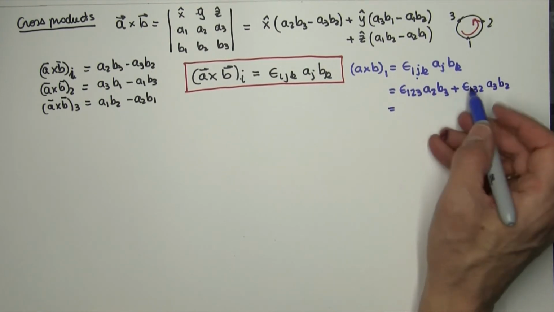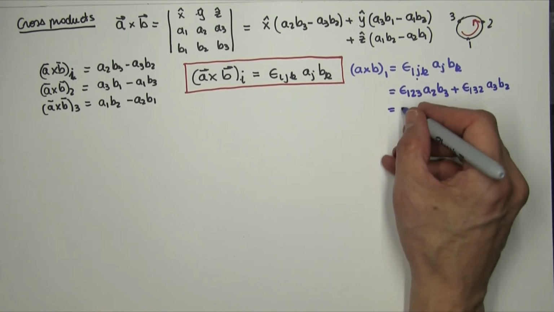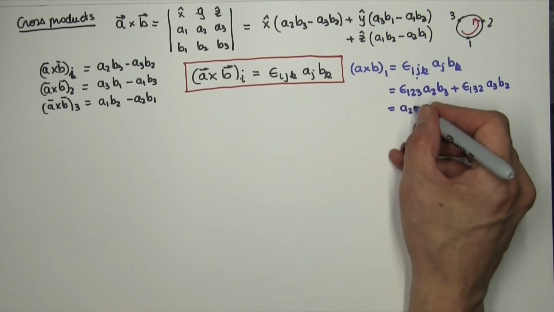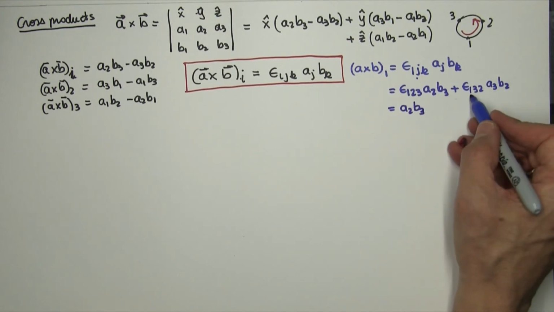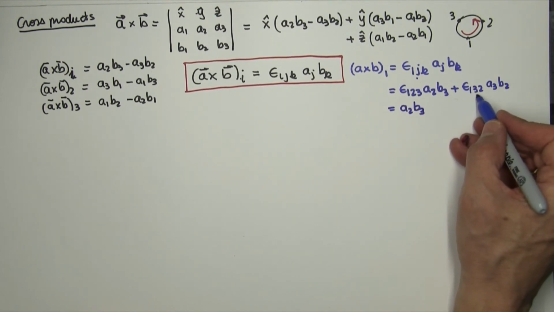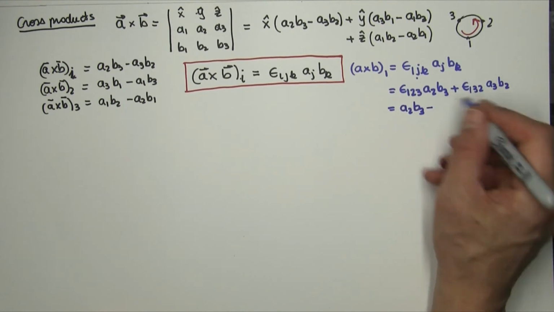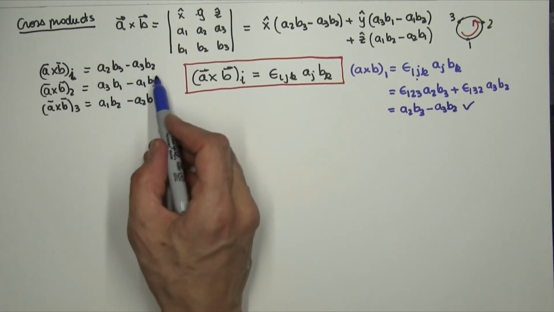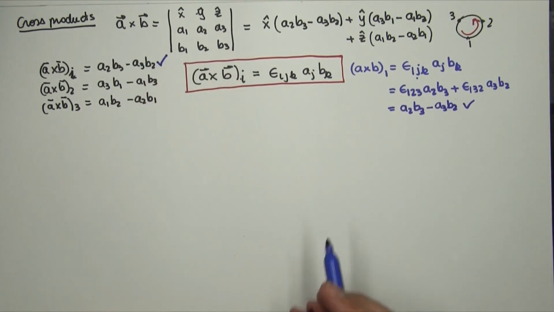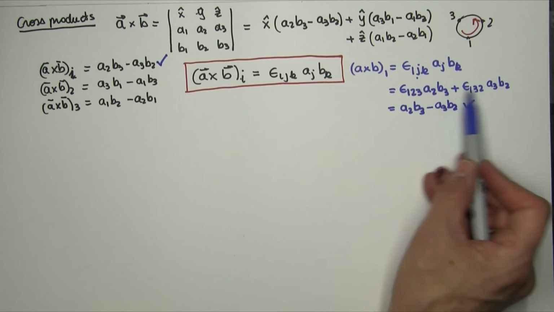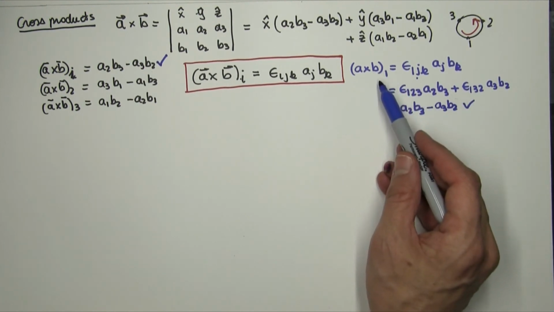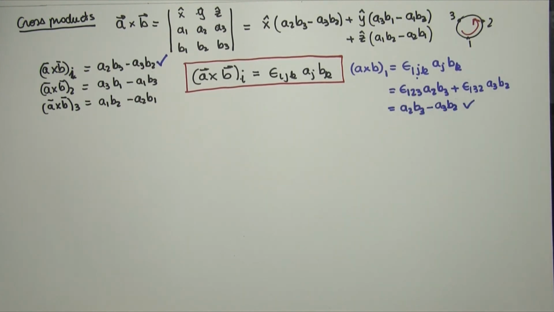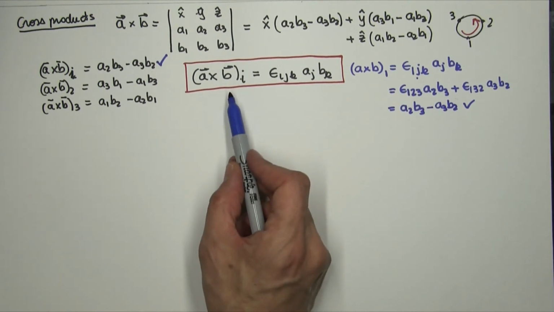But this is 1. Epsilon 1, 2, 3 we define to be 1, so it's A2B3. And epsilon 1, 3, 2 is minus 1. You can reorder this by exchanging the 3 and 2, so minus A3B2. And this is exactly what we had here. So this formula did work doing the sums, and it produced for you the formula that you wanted. So this is excellent. We can trust this.